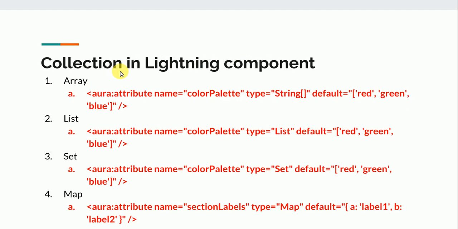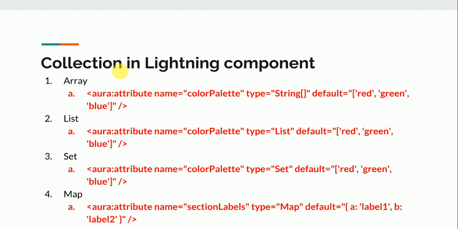Collections in the Lightning components. There are 4 types of collection available in the Lightning component. First is array. We can store any type of array, for example string, contact, account, or custom Apex classes as objects. And then there is list. We can also store a list. When we say list, we can store any kind of data.